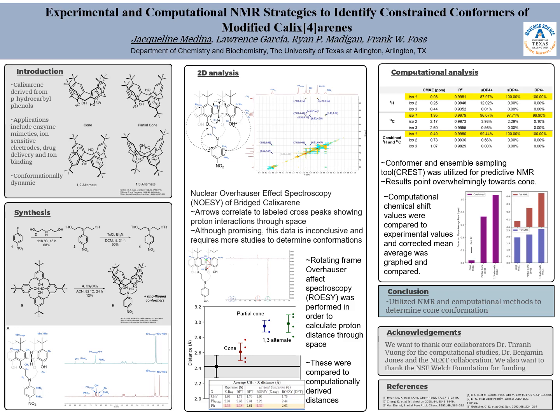For computational analysis, predictive NMR is developed using the conformer and ensemble sampling tool, known as CREST, in which carbon and proton NMR corrected mean average error, CMAE, data are combined. Computational chemical shift values were compared to experimental values, which were then graphed and compared, as you can see here. When combined, cone has the lowest CMAE. Looking at the graphs, it's not as prevalent looking at just solely the carbon NMR. By combining both of these, you're able to see that cone has the best fit.